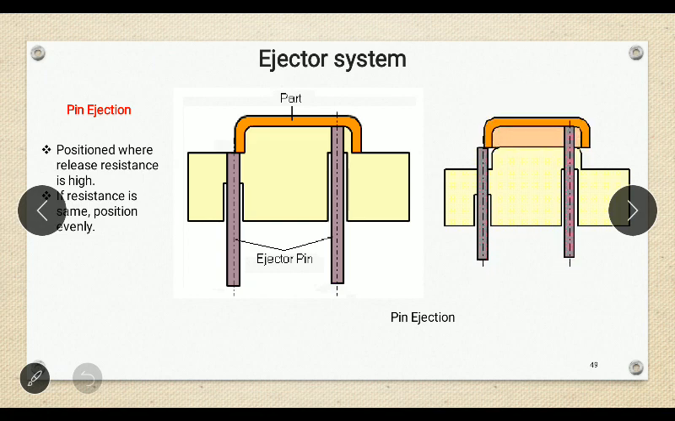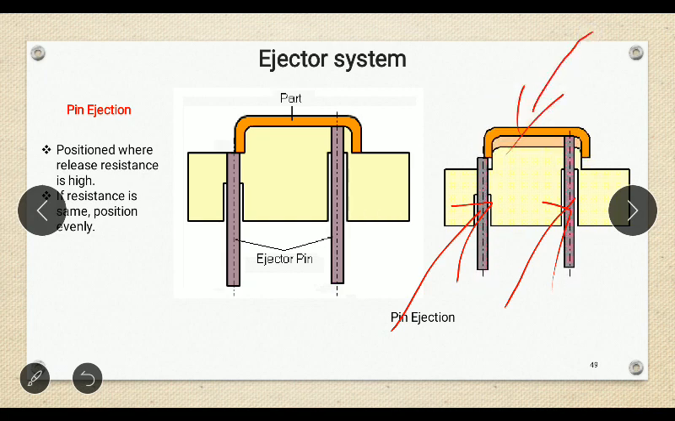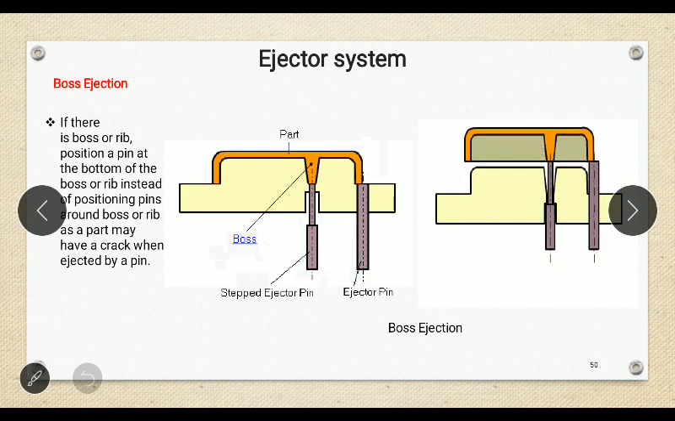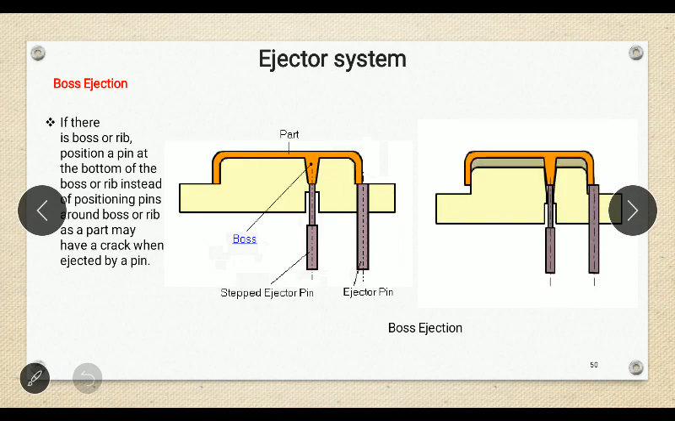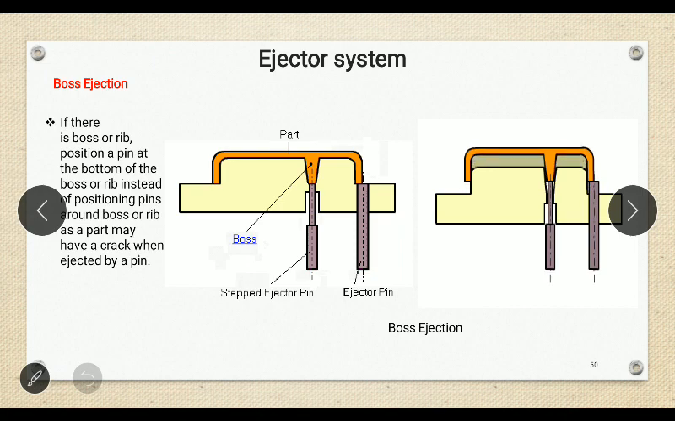Here you can see the animation explains the process of pin ejection. So these are our pins and this is our product. With the help of ejection pins, the product is withdrawn. Next is boss ejection. The boss ejection is used when there is a boss or rib in the component. We have already studied what a boss and ribs are and when to use them in chapter number 4, that is design of plastic parts.